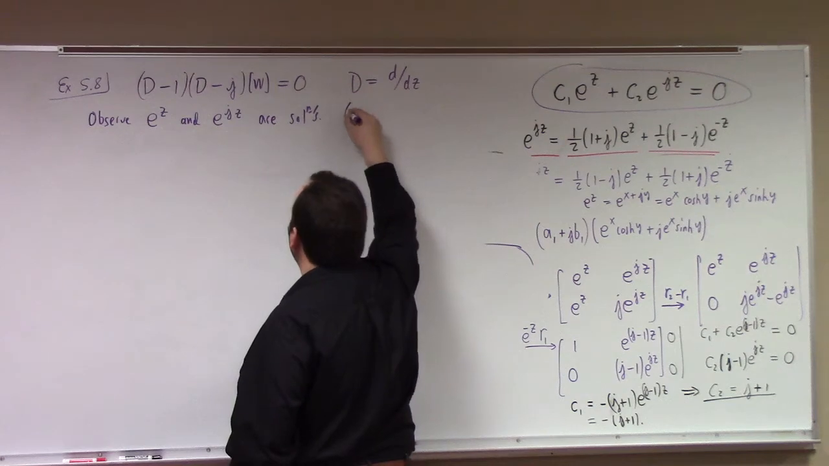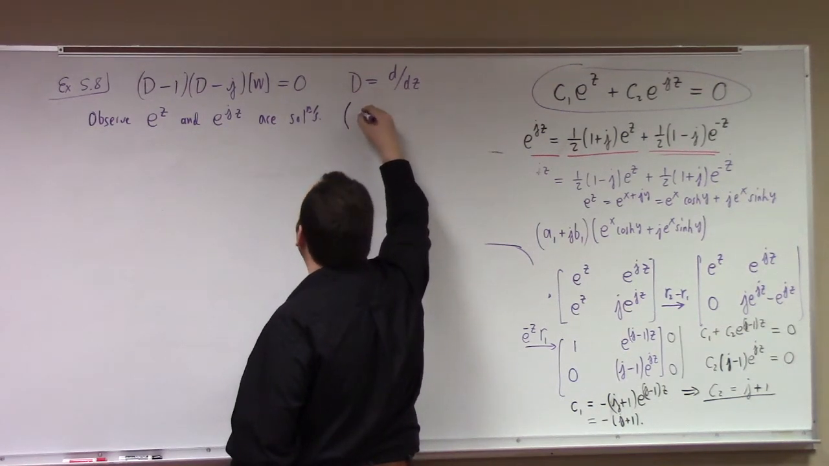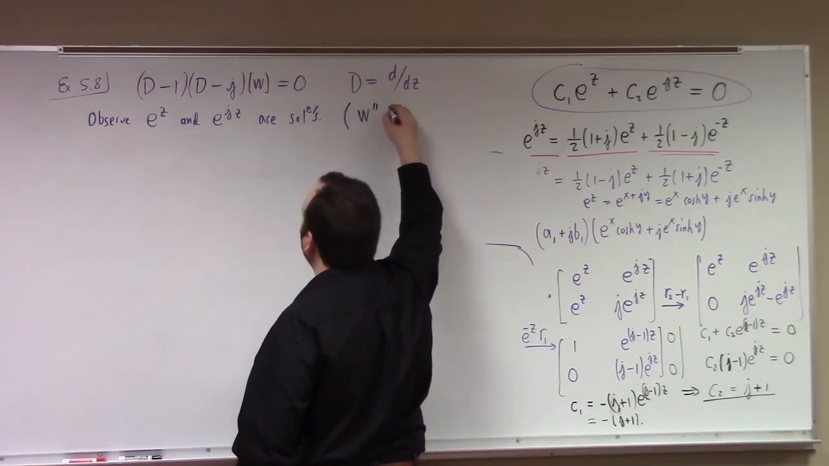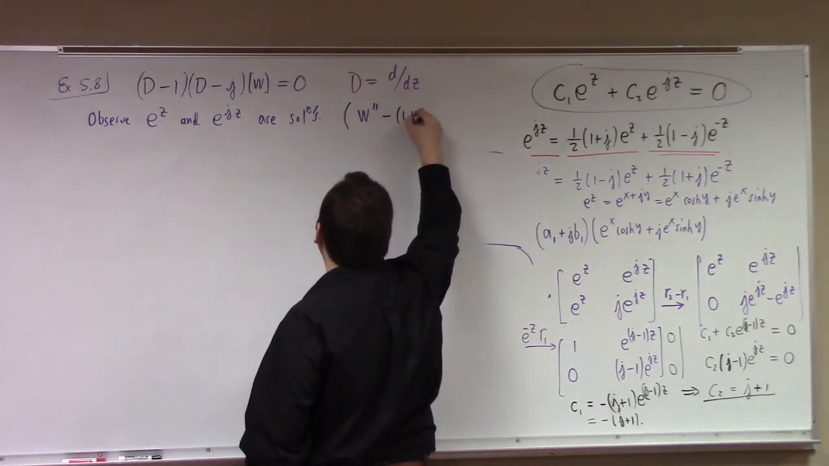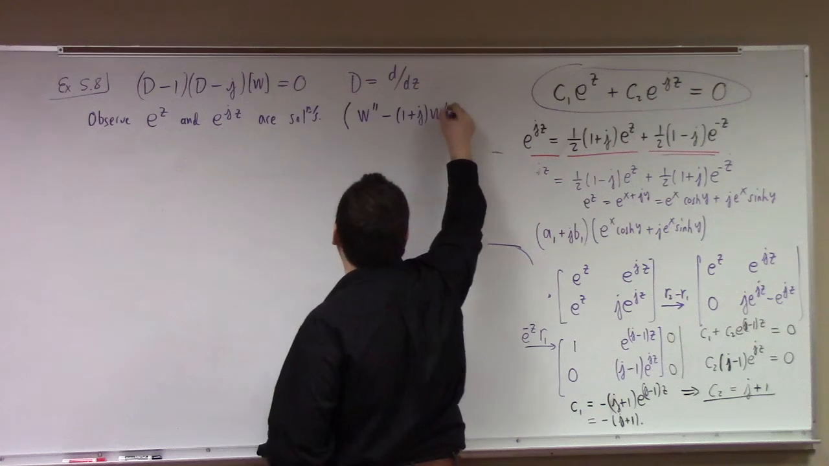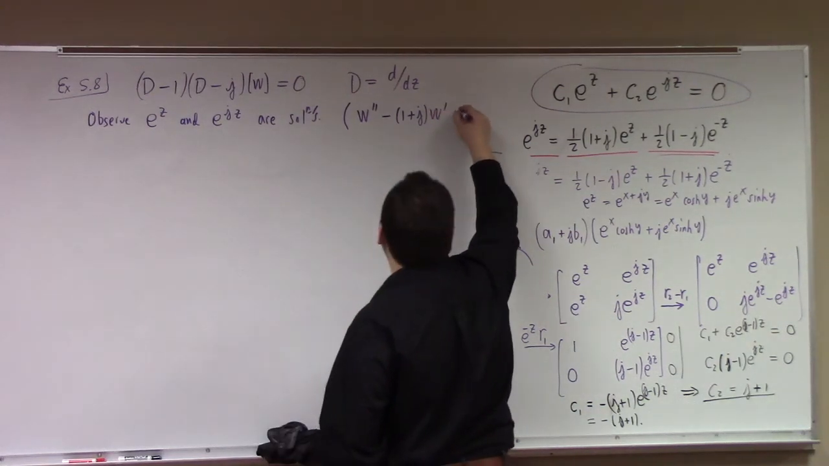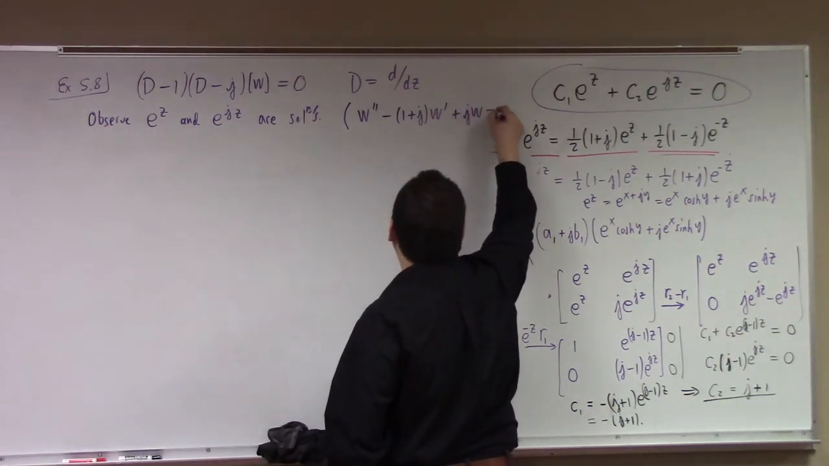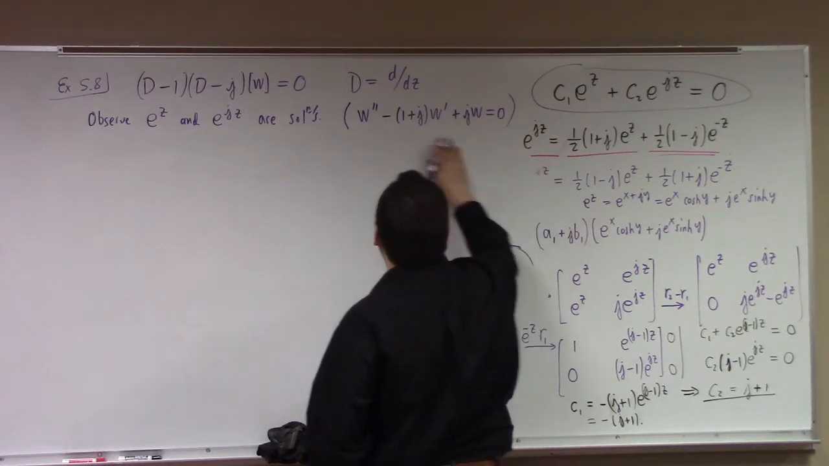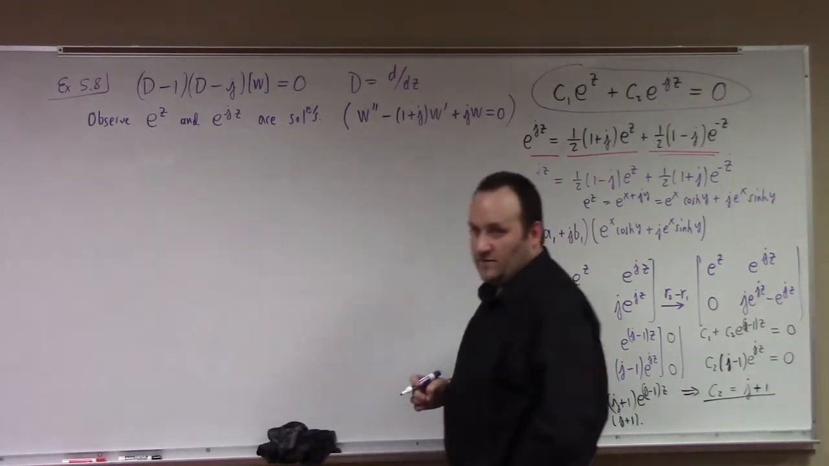Hey, we could even write it out. What would this be in the prime-prime notation? This would be w'' minus (1 plus j) w' plus j w equal to 0. There's the differential equation in the other notation, right?